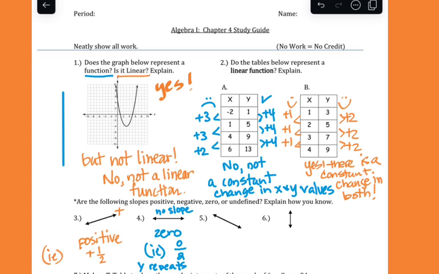On number 5, we see this is a negative slope because when we read it from left to right, it's pointing down. An example of a fraction could be negative 2/1, negative 3, or negative 1/2. These are all negative slopes. The value in front of the X is negative. And number 6, as we talked about before, this is undefined because the X is repeating or cheating.